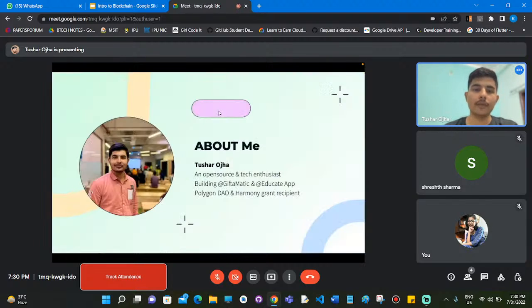A little bit about me. I'm Tushar Ojha. I'm an open source and tech enthusiast, and I'm also a student at MSIT Delhi. I'm working on my projects called GiftaMatic, which is a blockchain-based donation platform, and also Educate app, which provides free education to everyone with no distraction by giving them a platform where they can learn from their YouTube playlist and everything. Also, I'm a grant recipient from Polygon DAO and a scholarship recipient from Harmony. There are a couple of more things which I'm working on right now. So happy to see and connect with you all.